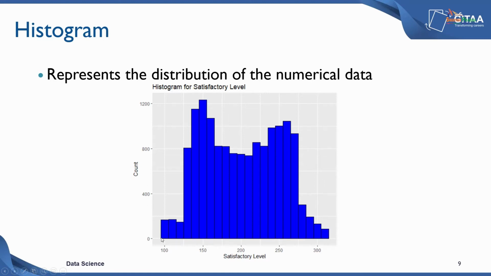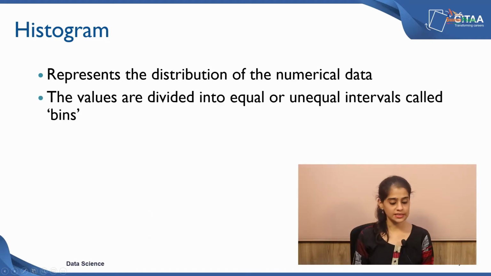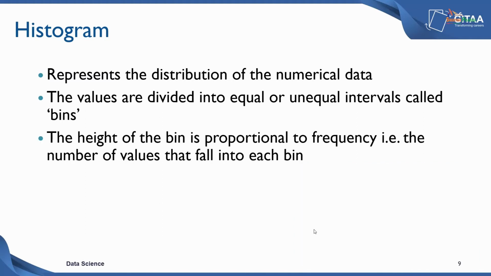on the y-axis you have the count. Each of the vertical bars that you are seeing here is called a bin, and the width of the bin is fixed. You can change it. You can also give a constant bin width. So basically what happens is that the entire range of data is split based on the bin width. The bin widths, like I said, can be equal or unequal. And the height of each of the bins is proportional to the frequency, which is the count or the number of values that fall into each bin. So this is how a histogram is defined.